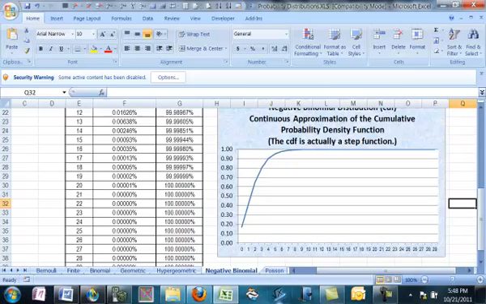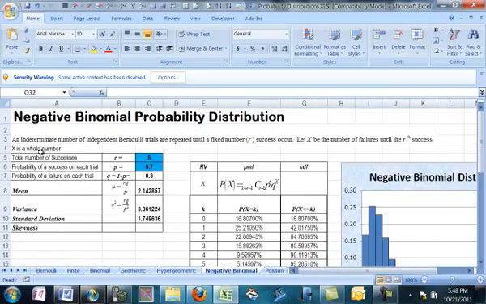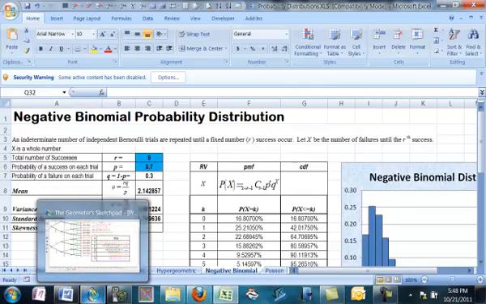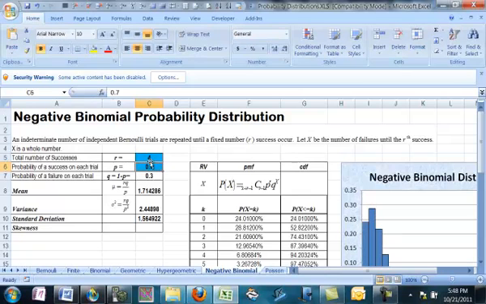And then here's your negative binomial. We didn't really talk about this one too much, but again, it tells you what the parameters are. And so say we wanted to go until we get 4 successes, and the probability of success is 0.7. Then this figures it out.